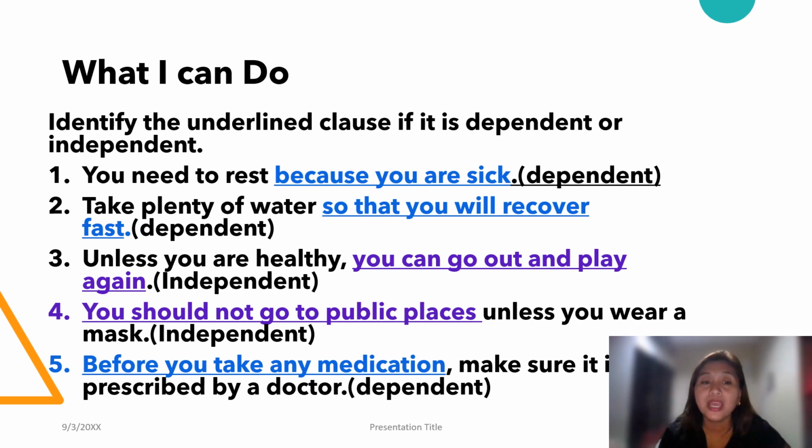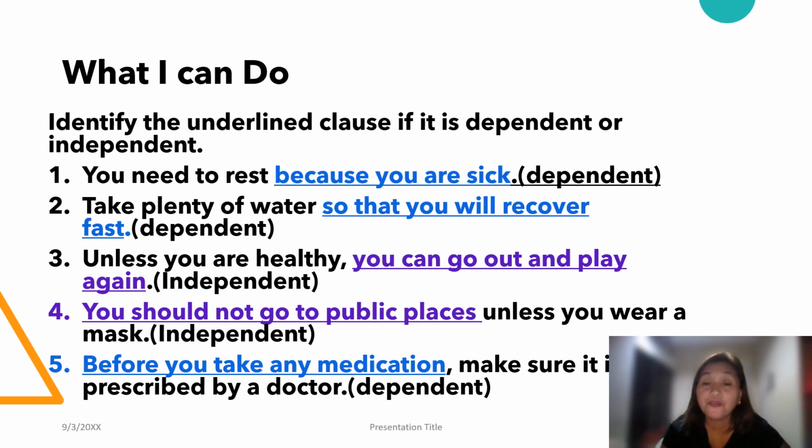Number three, you can go out and play again. That is independent clause. It conveys complete idea or complete thought. Do you agree with me? Now, number four, you should not go to public places. So this is independent clause.